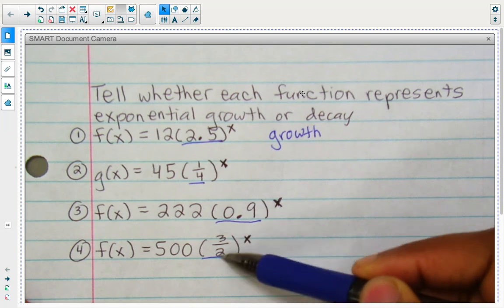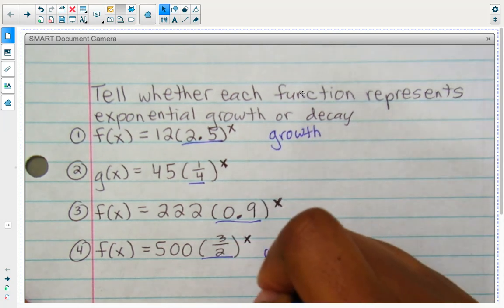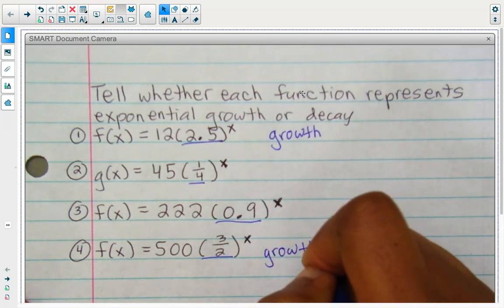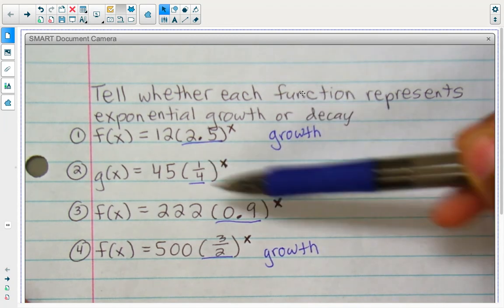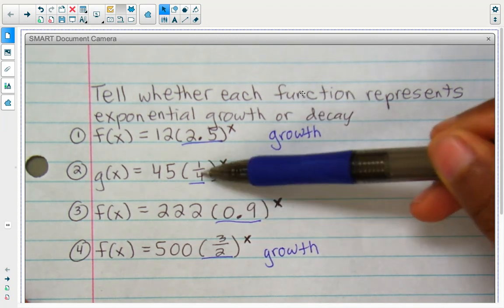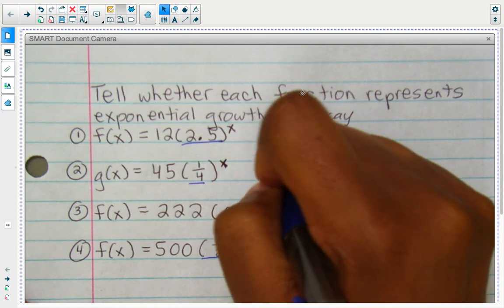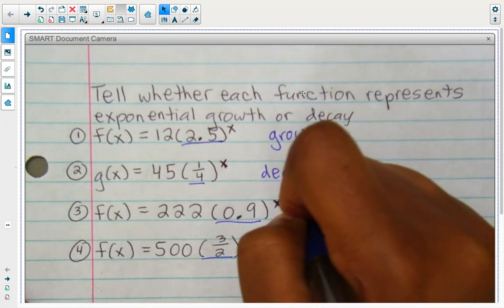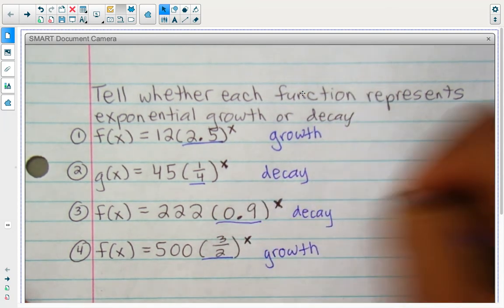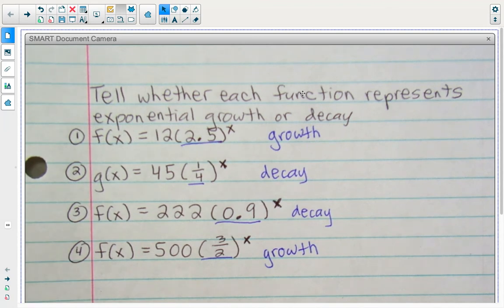And 3/2 is 1.5, which is bigger than 1, so that's growth. If the number is between 0 and 1, then it's going to be decay. So 2 options that you have here. You definitely can graph it in Desmos. You would type each one in. If it's going up, you say growth. If it's going down, you say decay.